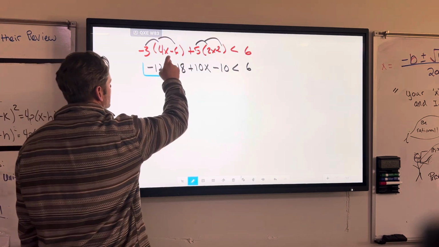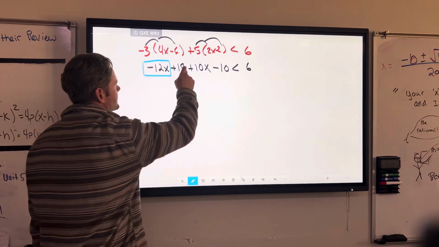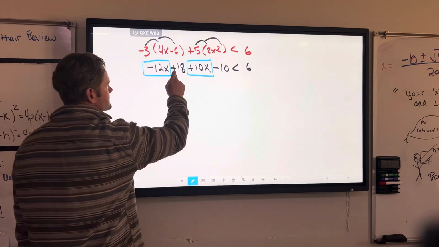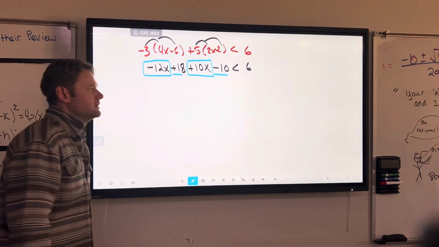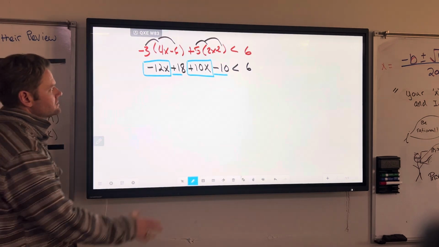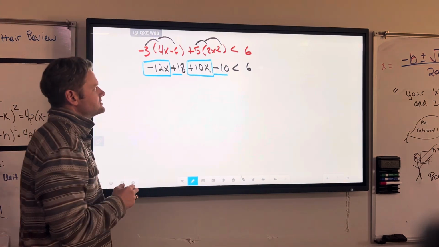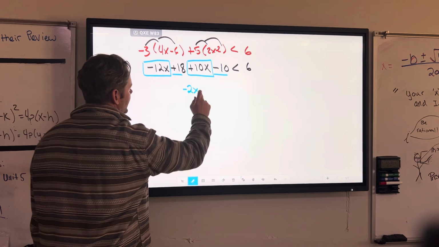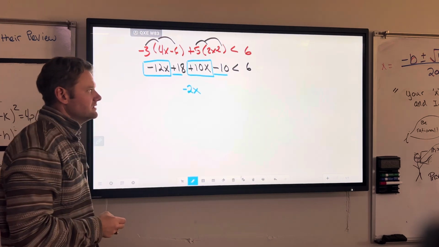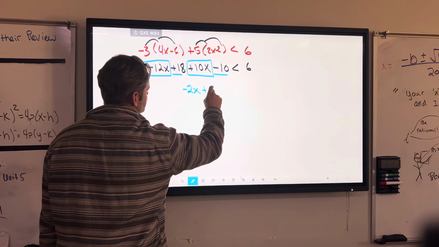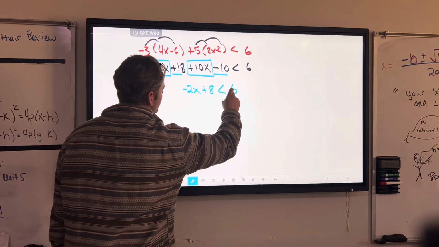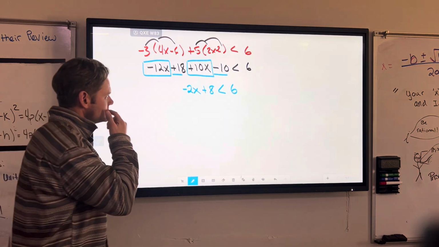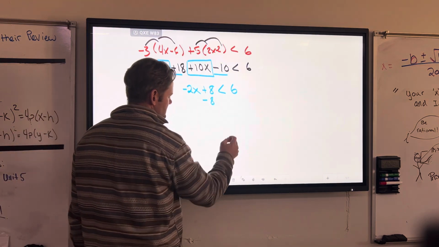So here, I'm going to box. I have a negative 12x. I also have a positive 10x. Underline my constants here. So combining your 12 and your 10, right? I get a negative 2x, 18 and negative 10, I get a positive 8. So right away, you see, I end up with a negative over here. So that's going to come back here in a second, and we're going to have to do something special.